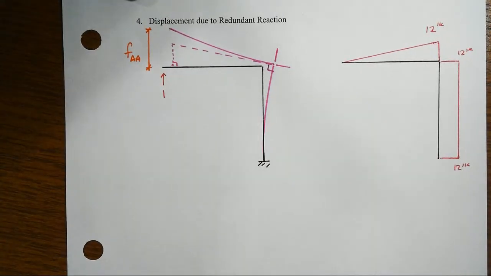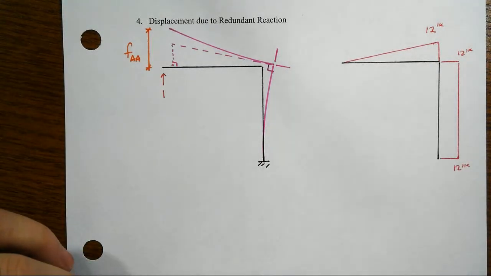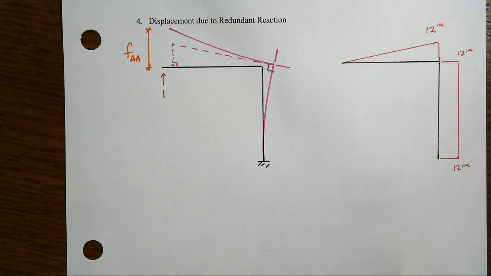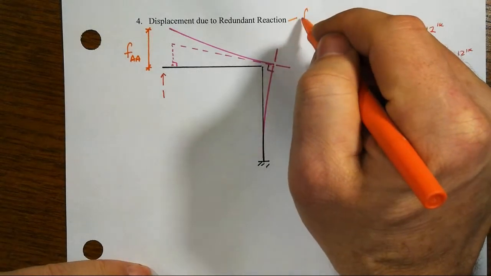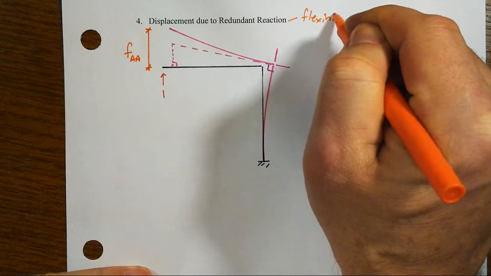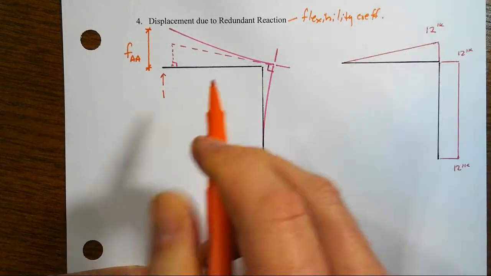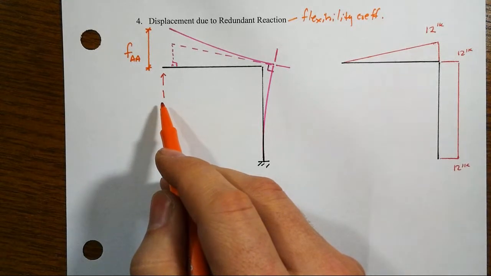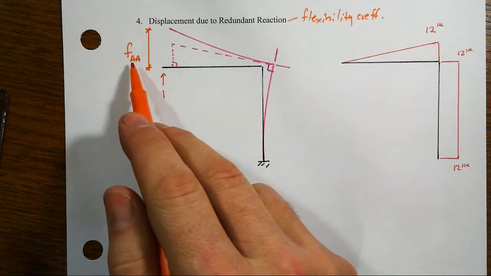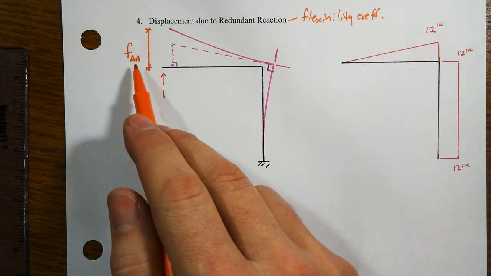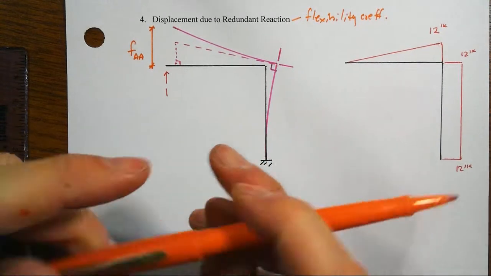Alright, in this next step we are going to get the displacement due to the redundant reaction, which is ultimately our flexibility coefficient. What we're going to do is apply not the redundant reaction but a unit value of the redundant reaction, and the displacement that goes in the same direction is that flexibility coefficient.